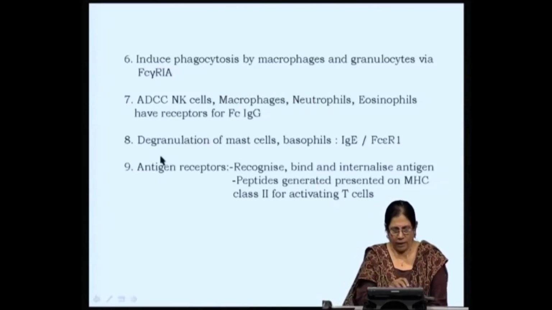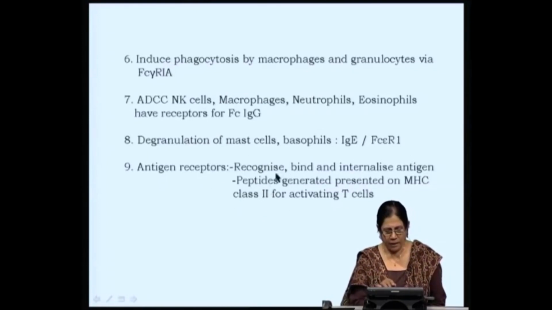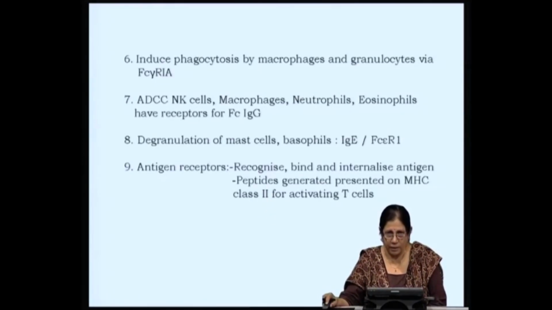Now, what I talked about with respect to antigen receptors a little while ago is that antigen receptors can recognize, bind and internalize antigen. What I talked about only was recognition, but remember that binding of the antigen triggers the cells to internalize the antigen, where peptides are generated in the cell in the lysosomal compartment, and these peptides can be presented on MHC class II for activating T cells. Thereby, antigen receptors are now allowing B cells to become antigen presenting cells.